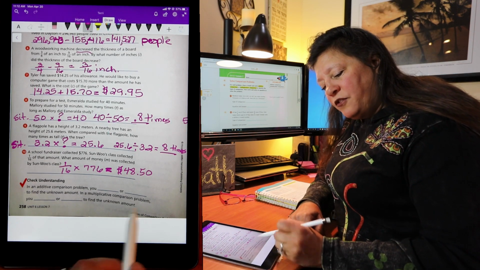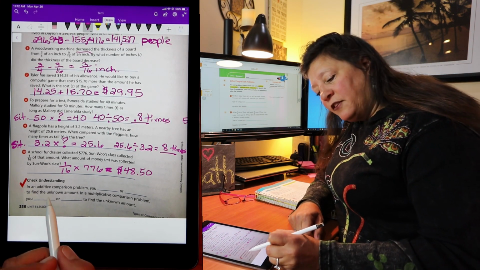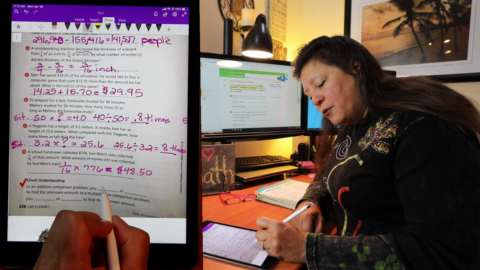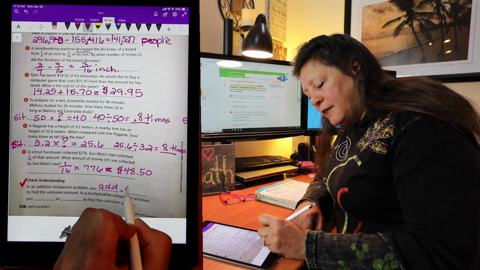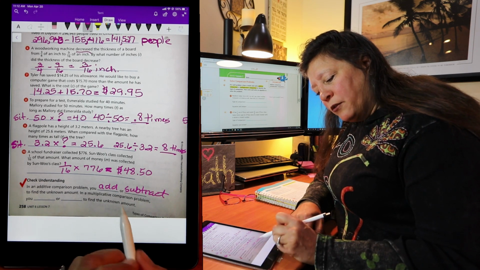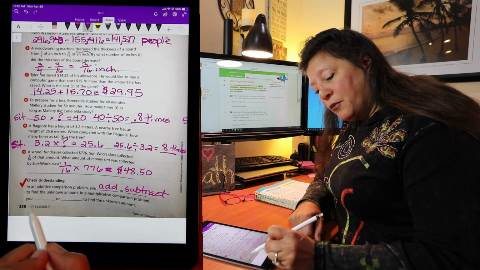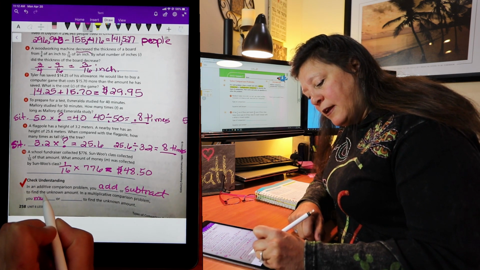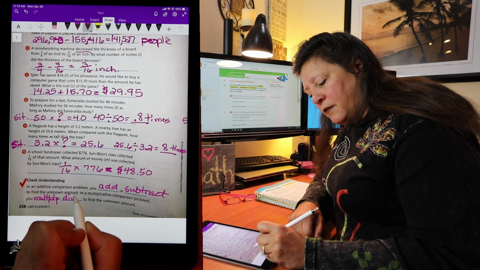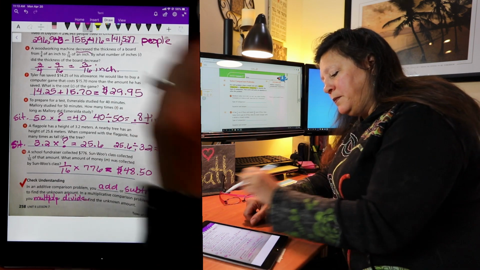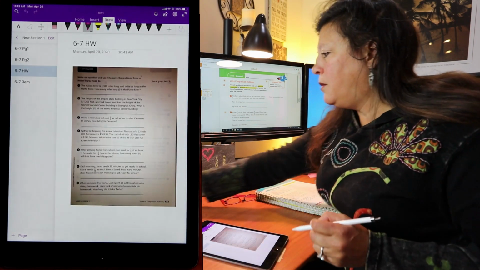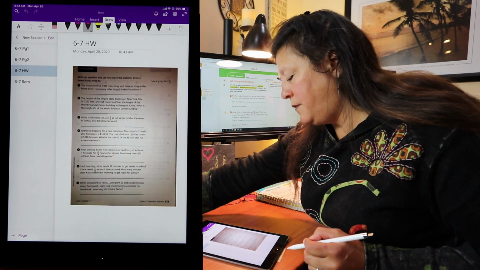Checking for understanding. We're just going to fill in these blanks because this is what I started out our lesson with. In additive comparison problems, you add or subtract, okay, to find the unknown amount. In a multiplicative comparison problem, you multiply or divide to find the unknown amount. Okay? All right, let's go to our homework page for 6-7.